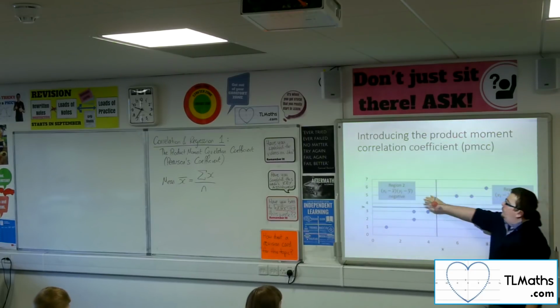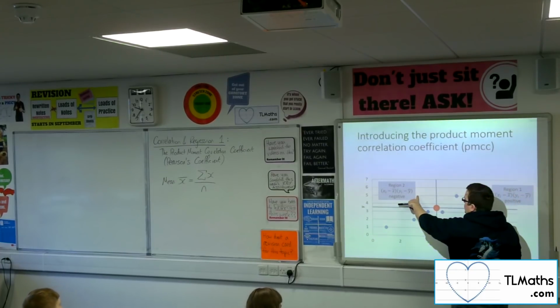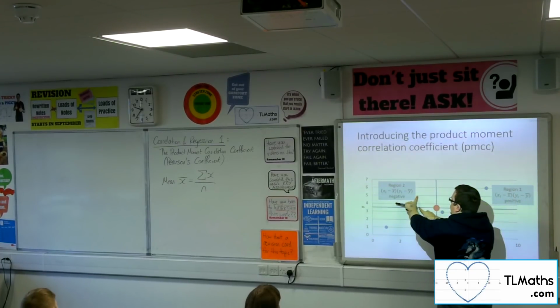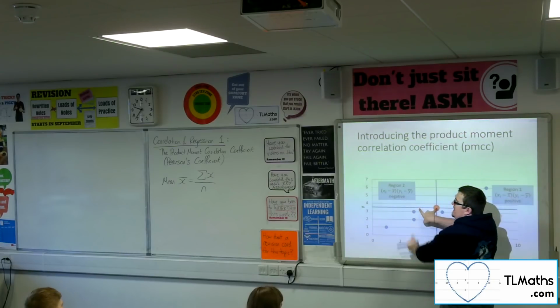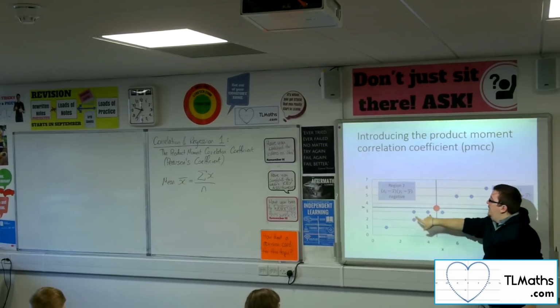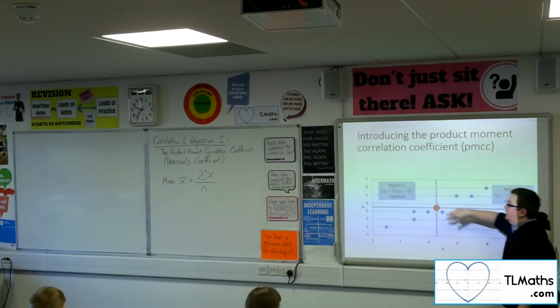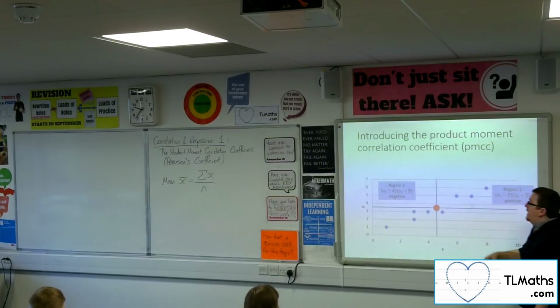If any data point was up here, however, if I had a data point there, when I did the x value take away the mean, I'd actually get a negative number. The y value would still be positive, so I'd have a negative times a positive. So all of those values would be negative. I haven't got any up here, but they would all be negative if there were.